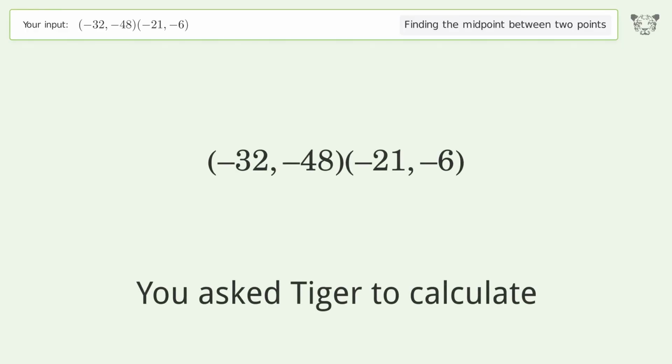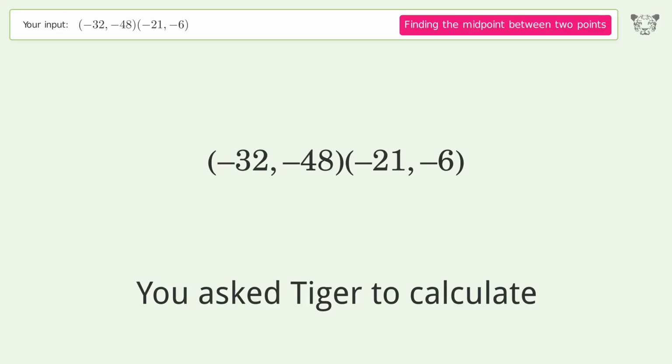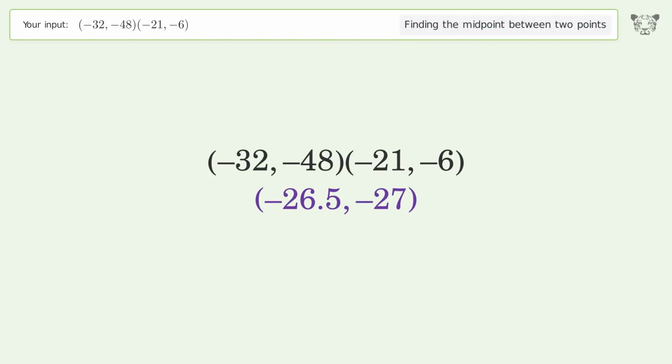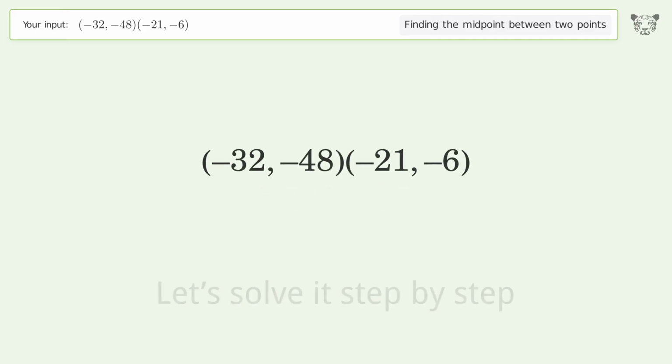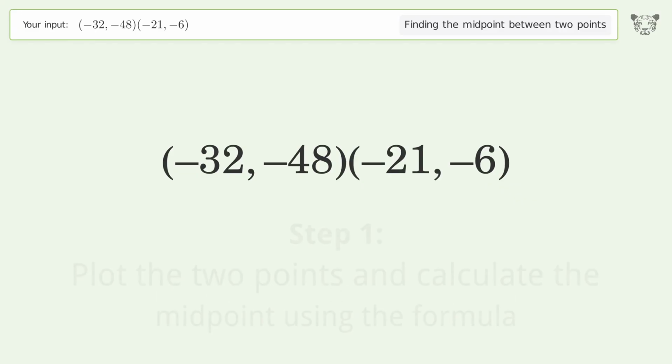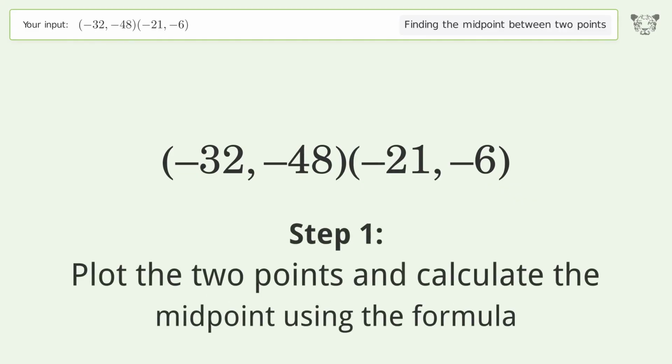You ask Tiger to calculate. This deals with finding the midpoint between 2 points. The midpoint between the 2 points is -26.5, -27. Let's solve it step by step. Plot the 2 points and calculate the midpoint using the formula.